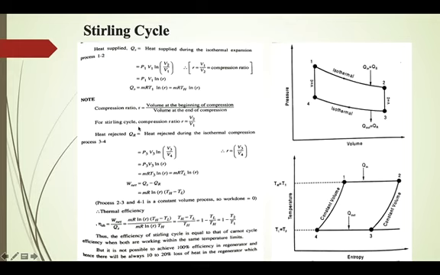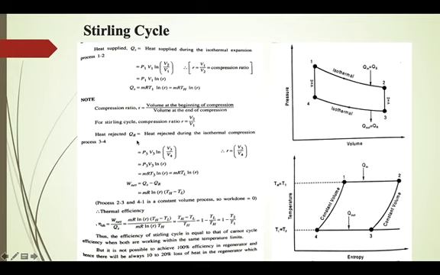Now for the Stirling cycle, the compression ratio is total volume by clearance volume. Total volume is V2, clearance is V1. This is V2 by V1, the compression ratio R. This is true. Don't look into this one, it is actually wrong. This is V2 by V1. This is a printing mistake over here.